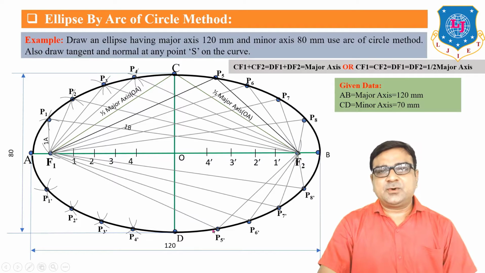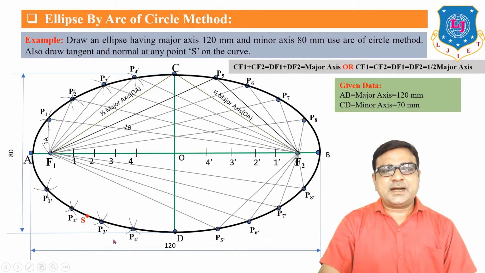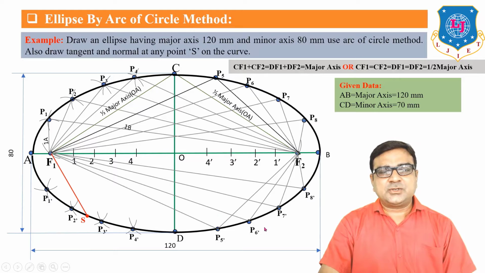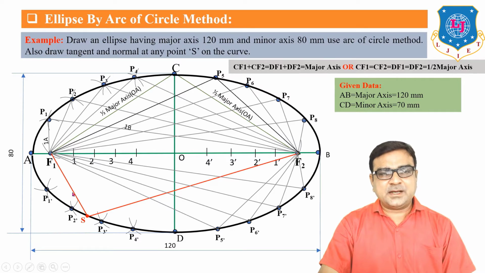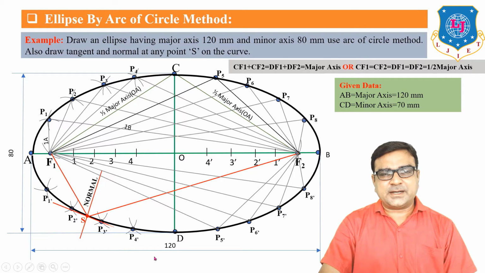Now in this method, if you want to draw the normal and tangent at any point S on the curve, then select point S on the curve and join S to the two focus points, SF1 and SF2. Now there is an angle between SF1 and SF2. Now we have to bisect this angle and draw the perpendicular to that line. Actually this bisector is known as the normal, and perpendicular to the normal is the tangent.